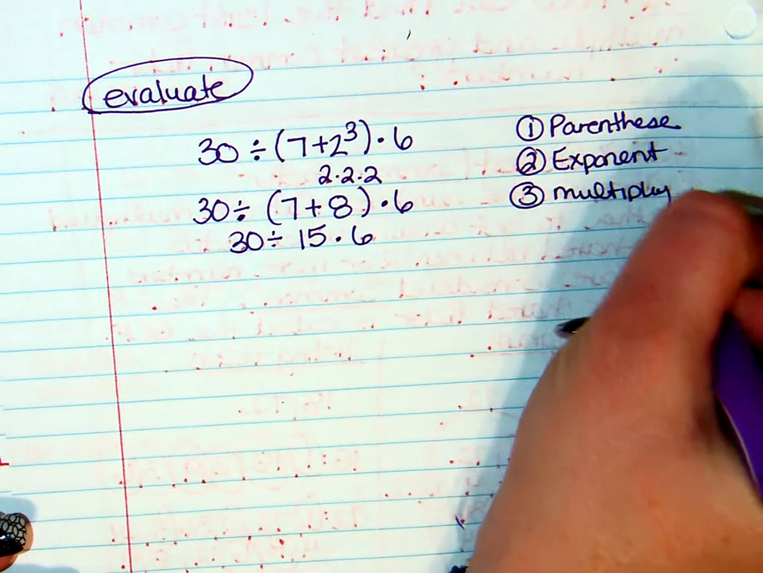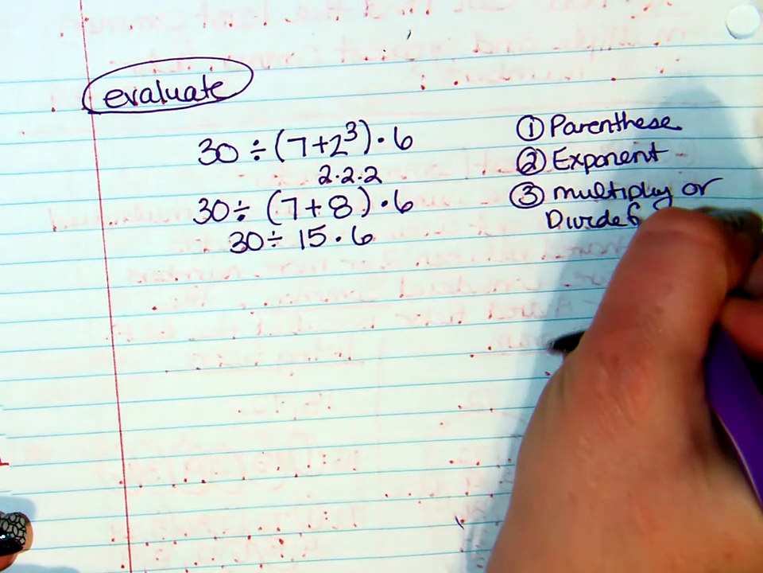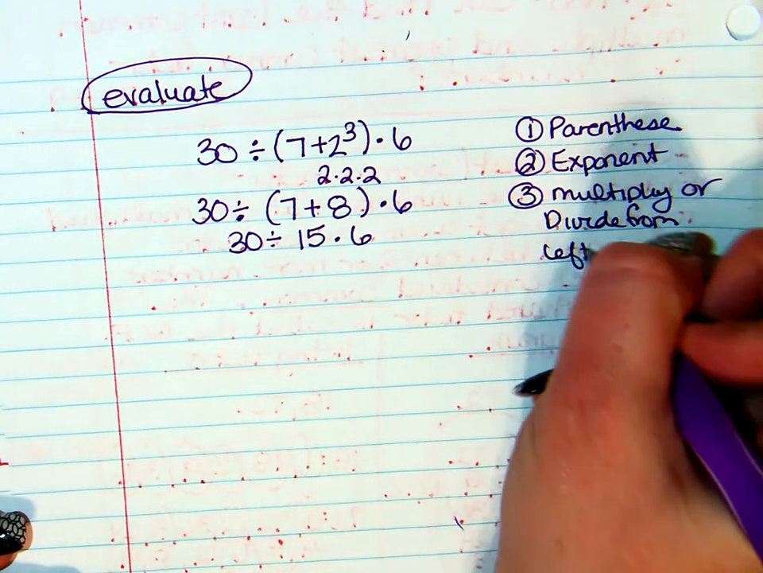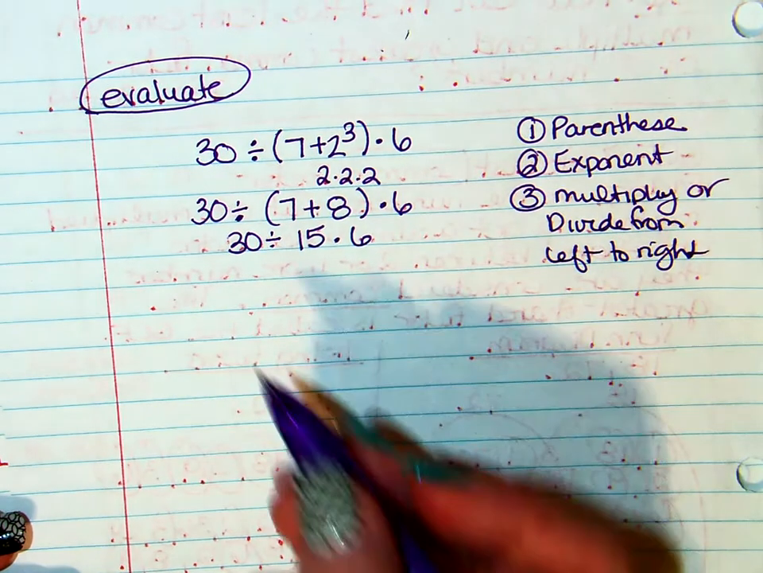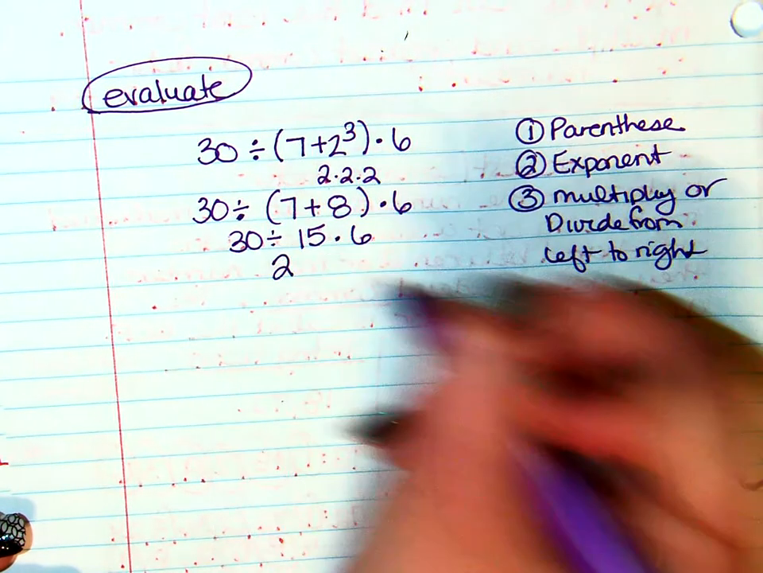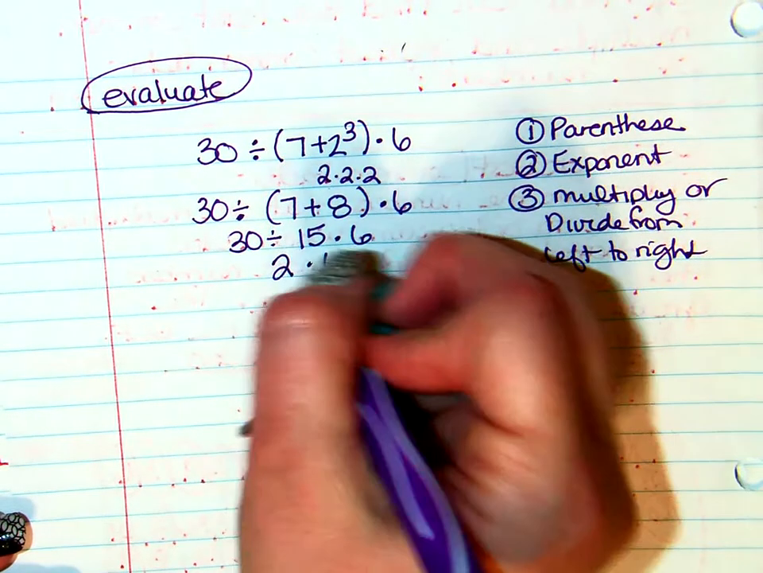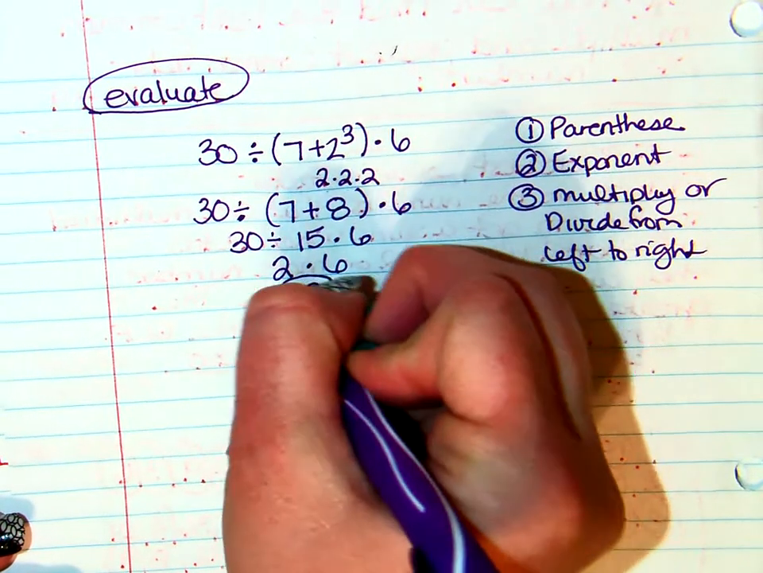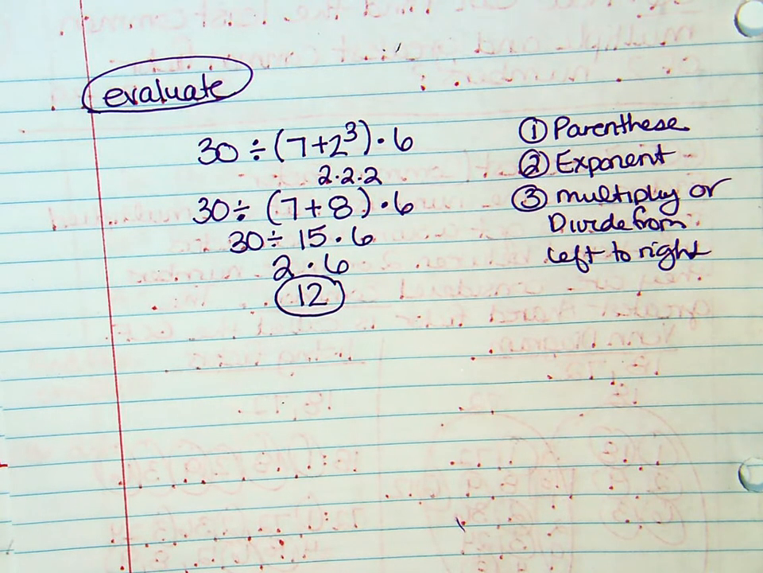All right, up next, multiply or divide from left to right. All right, so 30 divided by 15. 30 divided by 15 is 2. Then we have a multiplication problem. 2 times 6 is 12. Circle your answer. Now, this problem didn't have an addition problem, but we would add if we would have needed to. So if there was an addition problem added to that, we would have done that as well.